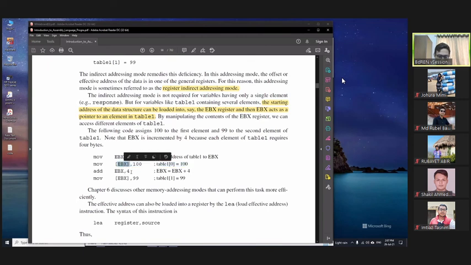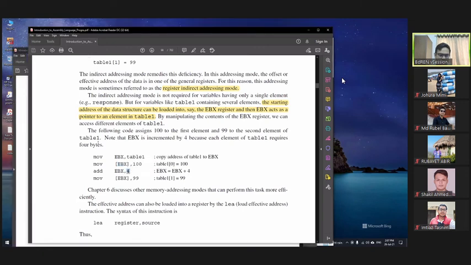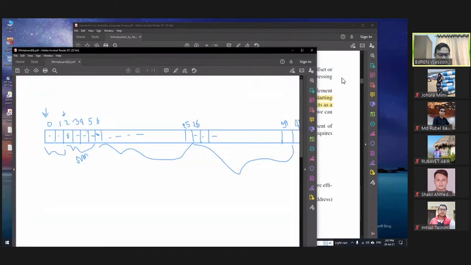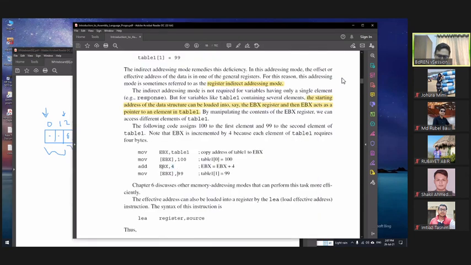Then we add the value of 4, because each value is actually 4 bytes. If you add 4 to the previous address, then now the pointer is here. That's why we have added to the address, and then we can use the second value. Remember, this is the first value, that's why it's 0, and that is the second value, that's why it's 1.